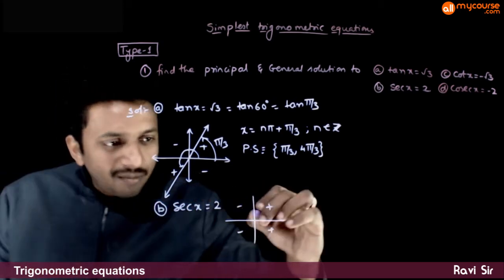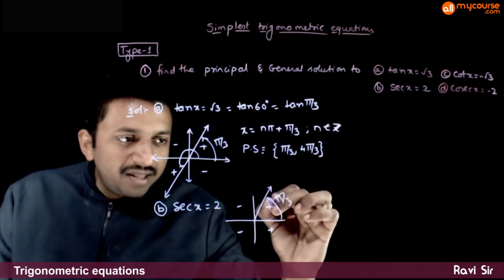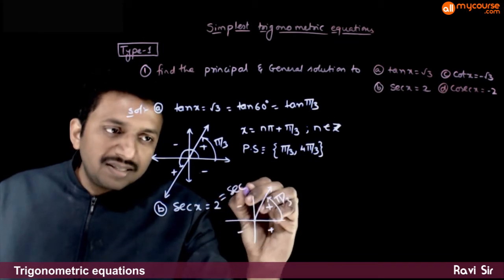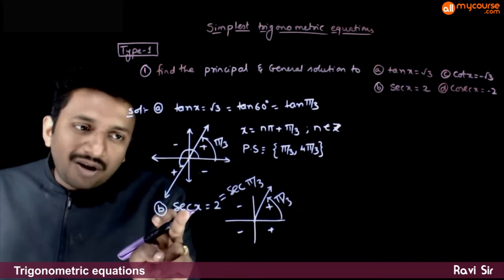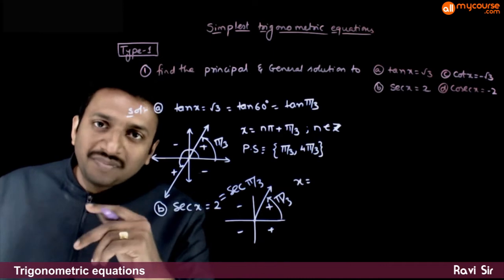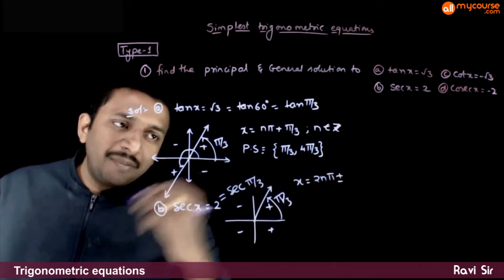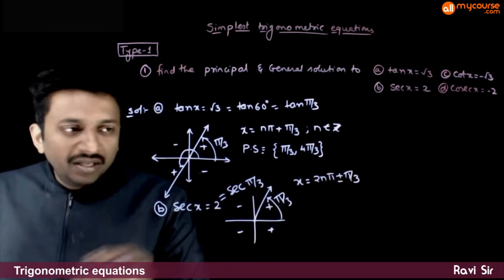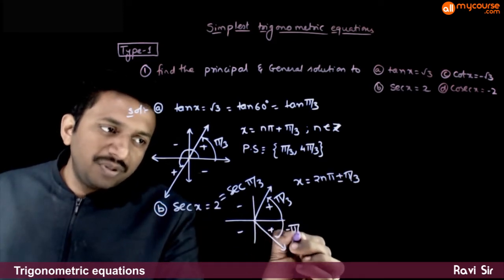Again, you have 60 degrees. So the basic angle is again 60 degrees, which is pi by 3. That means secant x is equal to 2, and 2 can be written as secant of pi by 3. So now these are of the form secant x is equal to secant alpha. So what is the general solution? x is equal to, corresponding to cos and secant, it is 2n pi plus or minus alpha. Alpha is pi by 3. So you have this position as well as this position as the required positions, right?